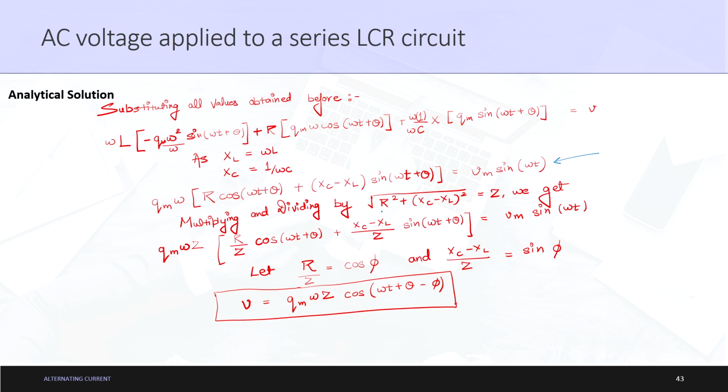Let us try to multiply and divide by the square root of R square plus (XC minus XL) whole square, which is basically capital Z, which is impedance. We will obtain this form. Okay. Now, if you look at this equation very carefully, in brackets, if we assume R by Z as cos phi and (XC minus XL) by Z as sin phi, we can obtain this equation as V, which is equal to qm omega Z into, this will be cos a cos b plus sin a sin b, which is nothing but cos(b minus a). So, therefore, we can obtain this as equal to cos(omega t plus theta minus phi).